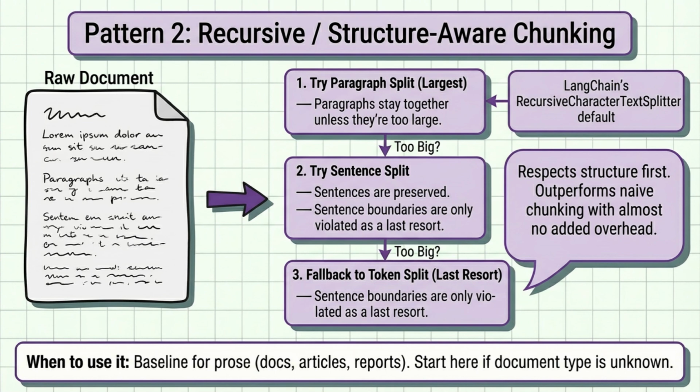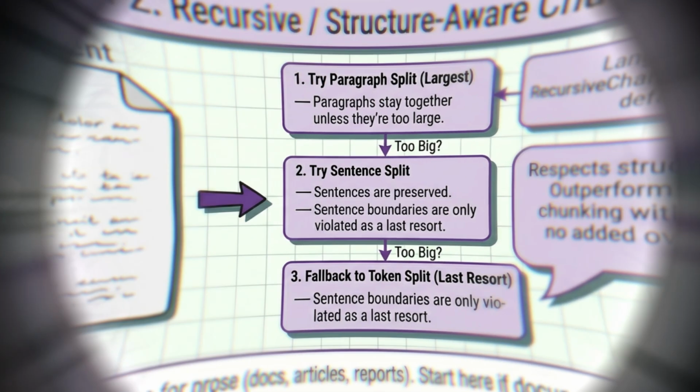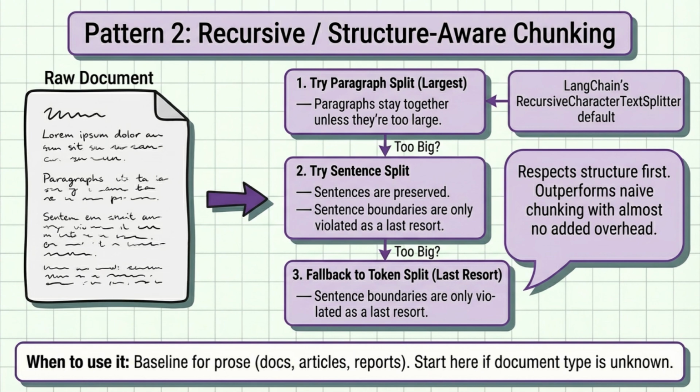referencing. Pattern 2, recursive/structure aware chunking. Instead of cutting every n tokens regardless of what's there, you define a hierarchy of separators. Paragraphs first, then sentences, then tokens. You only drop to a smaller separator when a chunk would exceed your size limit. Paragraphs stay intact when they're short enough. Sentences only get broken as a last resort. Related content stays together. This is exactly what LangChain's recursive character text splitter does by default, and for most general-purpose document work, it's the right place to start.